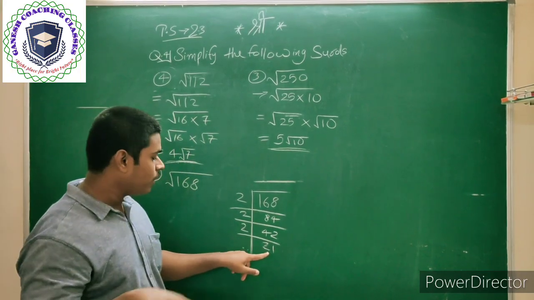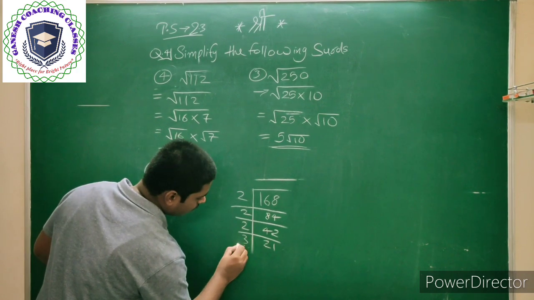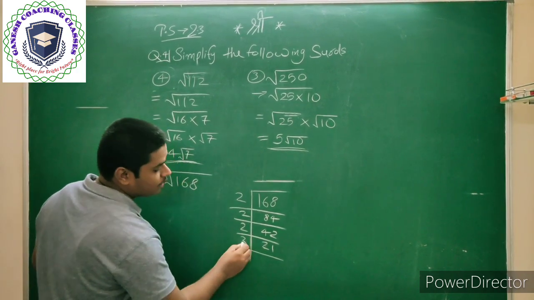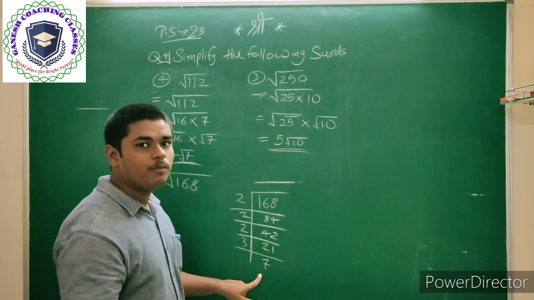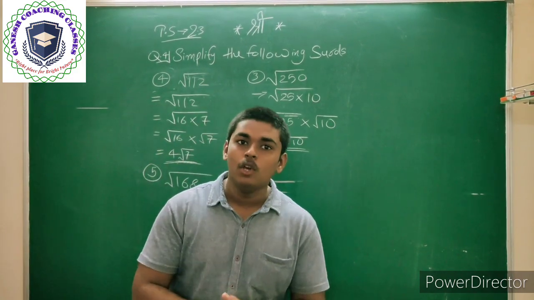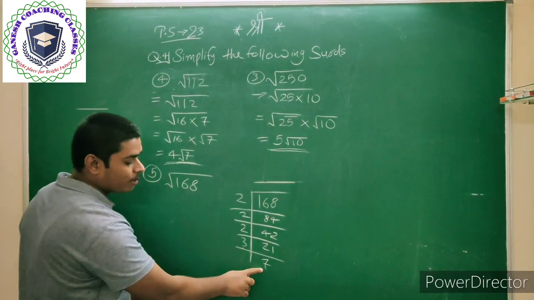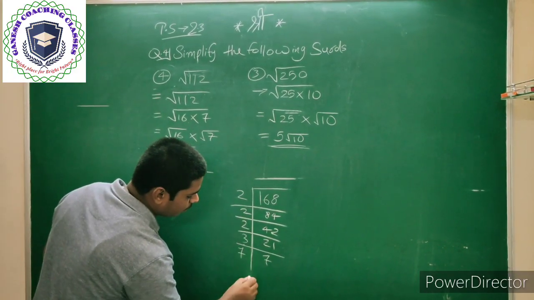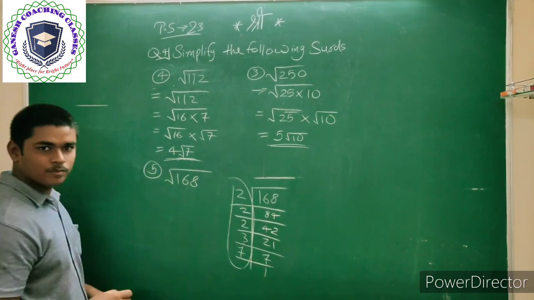Okay, if we are not getting an even number, we will divide it by 3. Three sevens are 21. 7 is a prime number. When we get a prime number, we stop our calculation. So here 7 is a prime number, we know that, so we will divide it by 7. One seven is 7, so we get these factors.